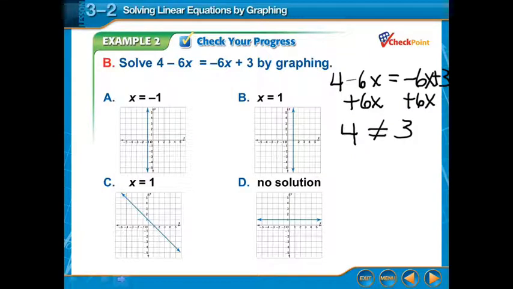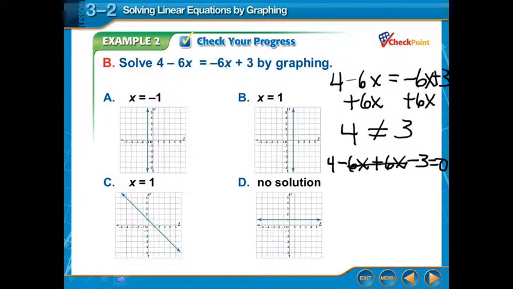But if I want to put this on the graph, then I want to set the whole equation to 0. So I'm going to do 4 minus 6x. I'm going to add 6x to both sides of the equation, and then I'm going to subtract 3 and set it to 0, because I know I can take out that 0 and put in a y.